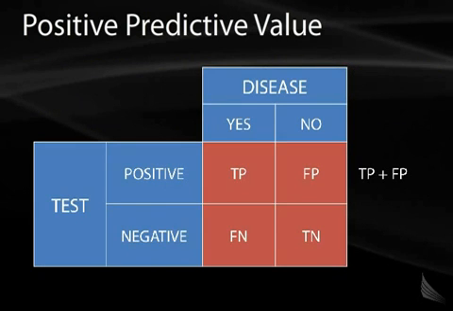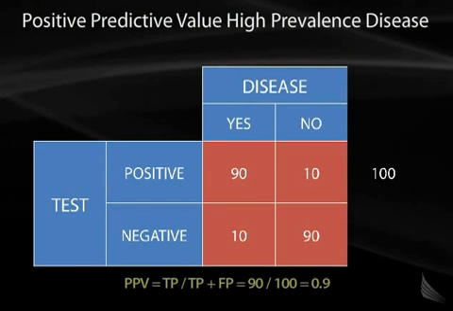Going back to our 2x2 table, where we have disease in the columns and test results in the rows, the positive predictive value will be the true positives, so the upper left square, divided by all the positives, meaning all the positive results in the upper row. Well, if we have a prevalence of the disease which is approximately 50%, that is an equal number of people who have the disease and those who don't, we can compute the positive predictive value here as being 90, meaning the number of true positives, divided by the total of positive test results, in this case 100. So the PPV, or the positive predictive value, is 0.9, or 90%.